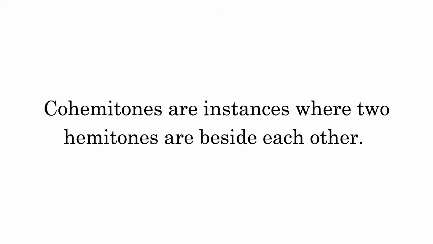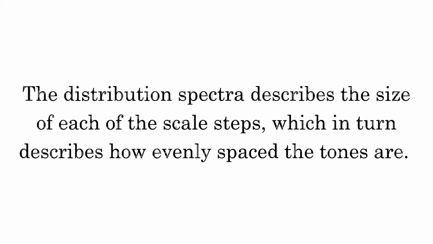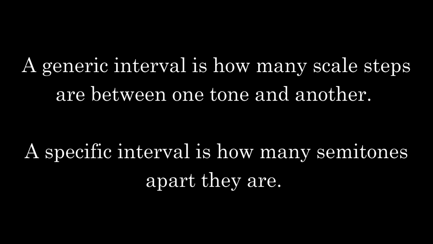Cohemitones are instances where two hemitones are beside each other. This scale has 5 cohemitones. They are at positions here, here, here, here, and here. The distribution spectra describes the size of each of the scale steps, which in turn describes how evenly spaced the tones are. A generic interval is how many scale steps are between one tone and another. A specific interval is how many semitones apart they are.